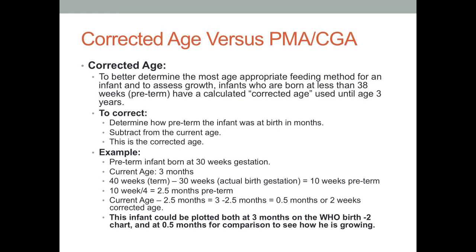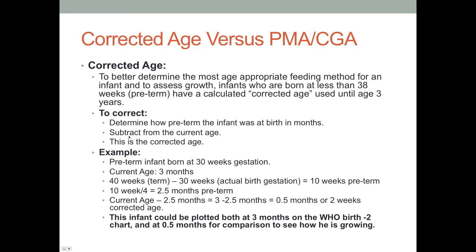But for children who are born preterm, we often correct their age. And so we do that because, for one, we want to better determine the most age-appropriate feeding method or developmentally appropriate feeding method for the infant. We also want to appropriately assess their growth. If they were very preterm, we don't necessarily want to compare them to infants who are born full term. And so we calculate that corrected age and use it until they're at least 3 years of age. And so to correct, you first determine how preterm the infant was at birth in months, then you subtract that from the current age, and it gives you the corrected age.